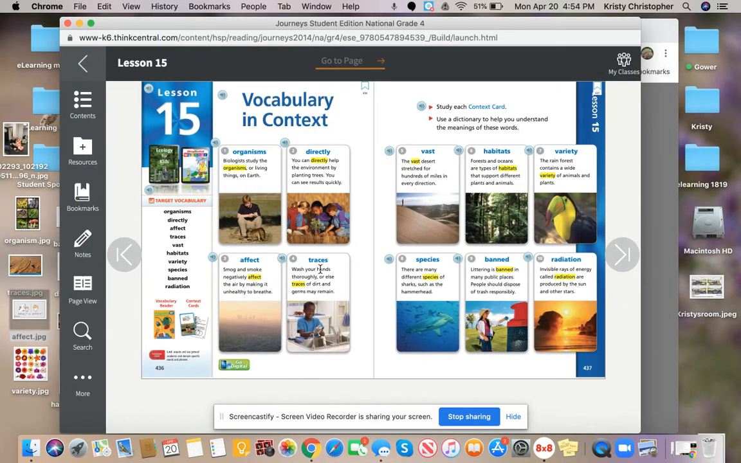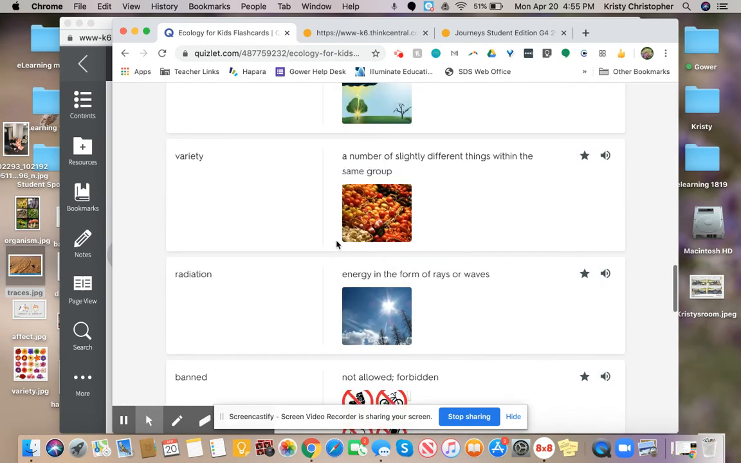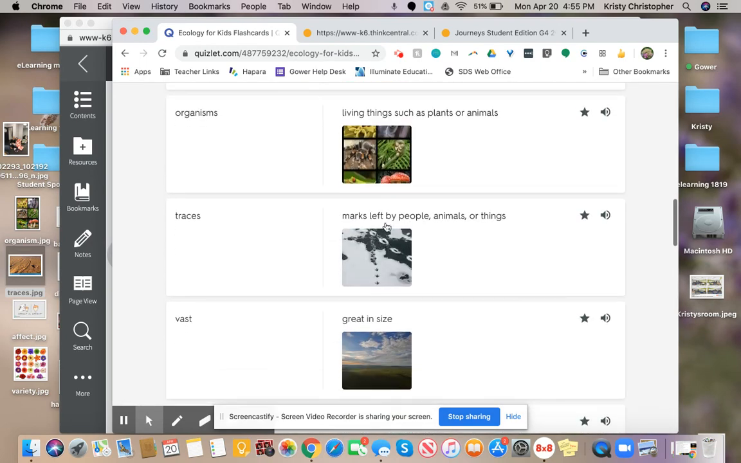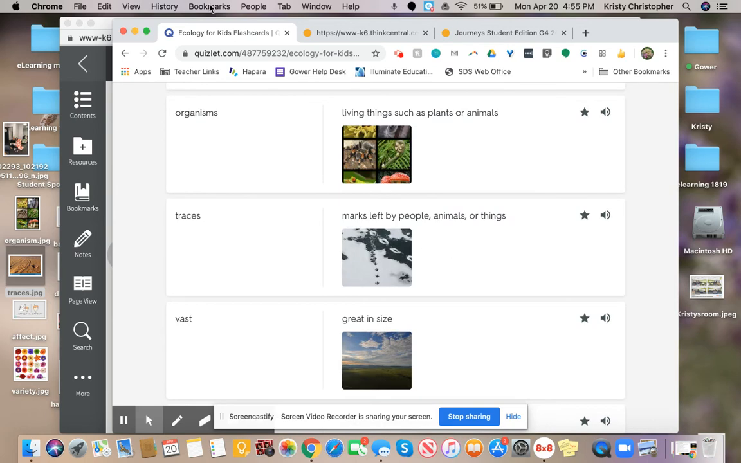So when you use affect, try to use it as a verb in your sentence. Number four, traces. Traces are a very small amount or something that is left behind. Often there might be hints of something that was there. Look here: wash your hands thoroughly, or else traces of dirt and germs may remain. If you are not scrubbing your hands fully, you may be leaving traces of dirt behind that you cannot see. Right here is an example of the fact that somebody was there. There are traces by seeing their footprints. In my Quizlet, you'll see that traces are marks left by people, animals, or things. So traces are small amounts left that show you that somebody was there at one point.